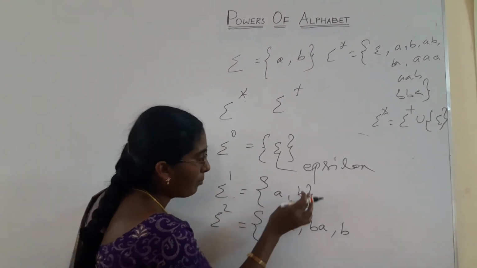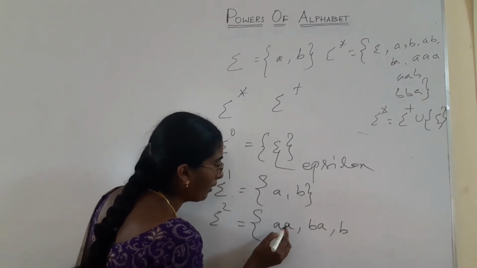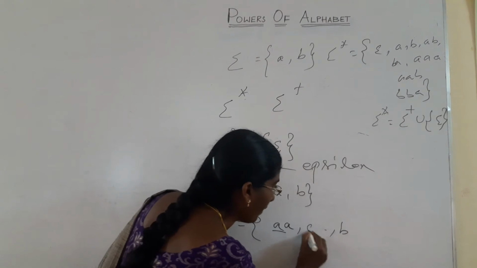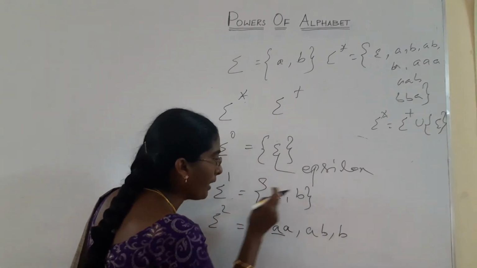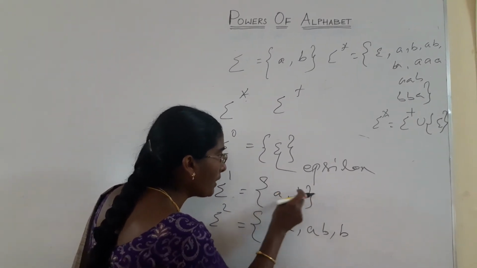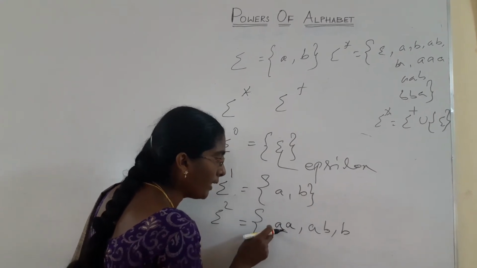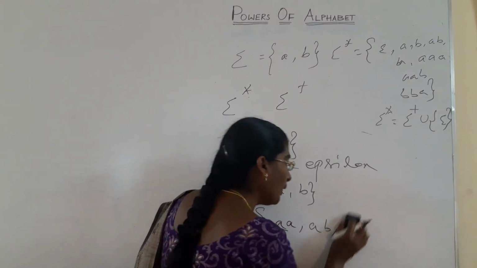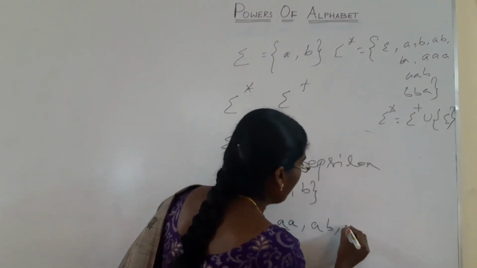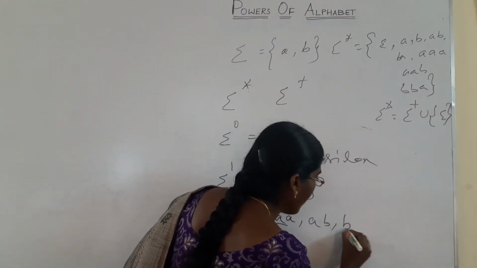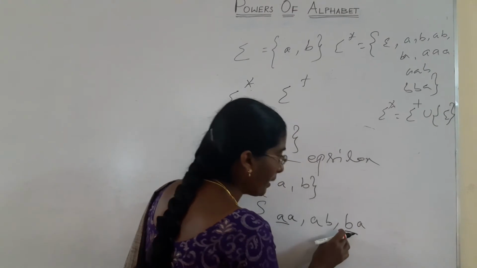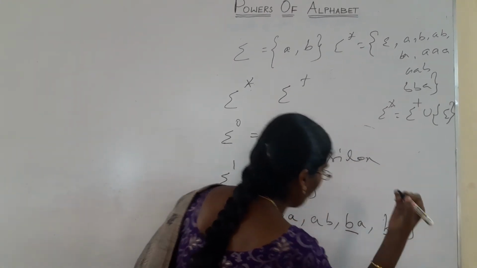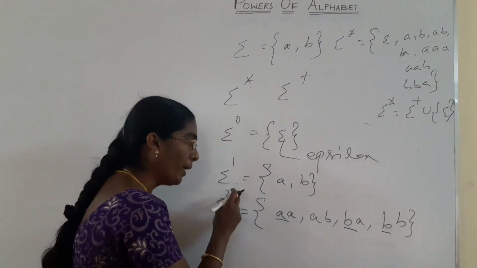Along with this A and B, we include one more A. This is new, and we write this as AB. Already we are having A and B. Along with this A and B, we are concatenating A: AA, AB. Next, we are concatenating B with this summation. B with the summation symbol means BA, comma BB. Here this B is new. This is summation power 2.